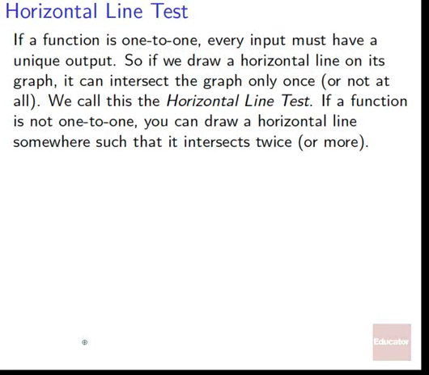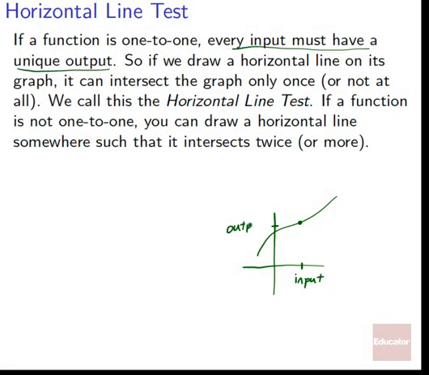How can we test for this? One way to test if a function is one-to-one: we know if we're going to be one-to-one, that every input must have a unique output, right? That was what it meant to be one-to-one. If we have different inputs, we've got different outputs. So if we draw a horizontal line on the graph, it can intersect the graph only once, or not at all. Remember, a graph, if we've got some picture on a graph, like if we've got this point, then what that means is this is the input, and this over here is the output, right?